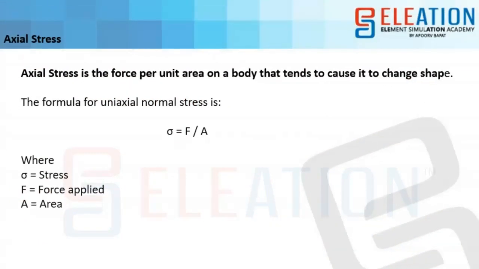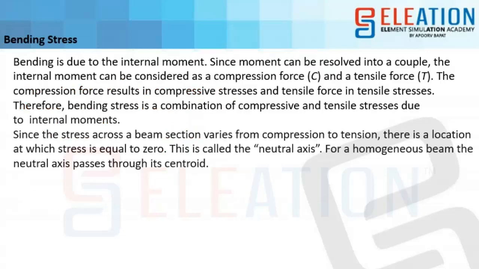Axial stress is force per unit area on a body that tends to cause it to change shape. The formula for uniaxial normal stress is stress is equal to force upon area, σ = F/A, where sigma is stress, F is force, A is area. Bending stress.